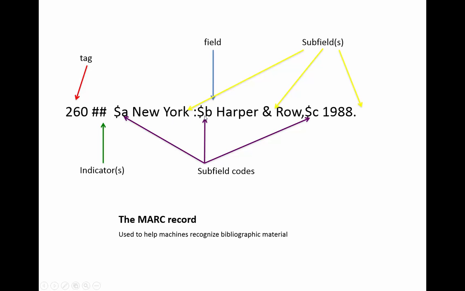Keeps reading across. Next thing, subfield code B. I'm going to find who published this work. Harper and Row. The computer continues to read across, subfield code C. I'm going to find the date of publication. Bingo, that's it. The computer now knows, and it returns the search of publication information with these three pieces of information: New York, Harper and Row, 1988, because it's been given the directions from the tag, the indicators, and the subfield codes. That's the MARC record in a nutshell.